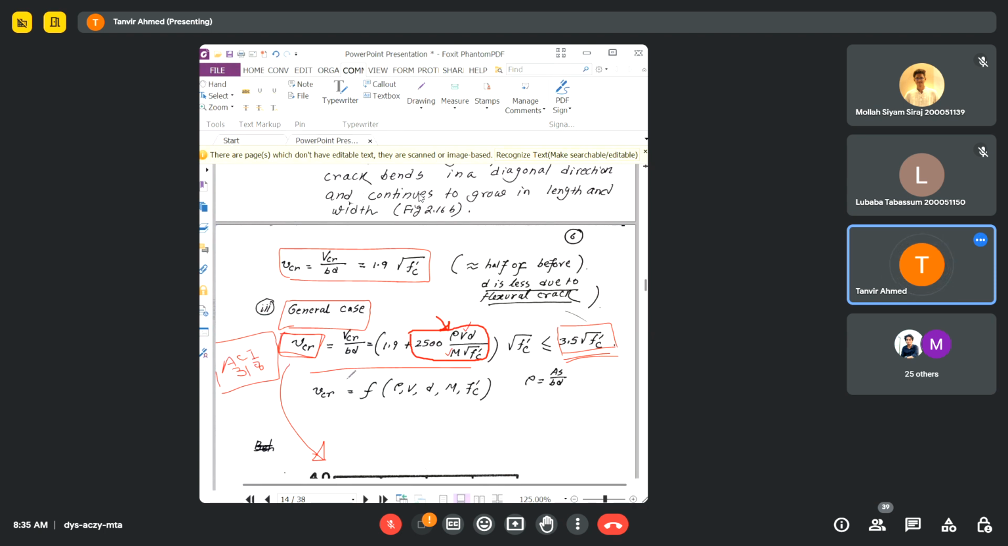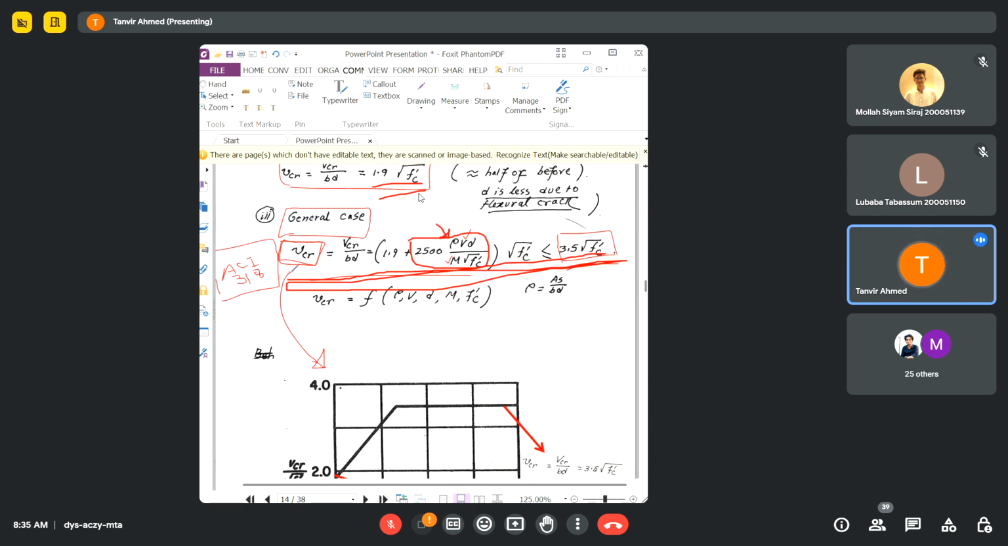In that case, the value of Vc will become close to this value. So 1.9 square root of fc prime, right? So actually this whole equation will cover up all the shear force and bending moment. So if you know this equation, this is sufficient for covering up all the shear force and bending moment.